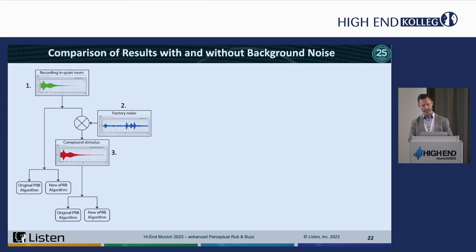So to compare the noise immunity of the algorithms, the waveform of a buzzing loudspeaker was recorded in a quiet room using a step sine sweep. And this was then mixed with the factory background noise, as you can see, to create a composite recording as if the loudspeaker had been measured in the test box. So this lets us directly compare the two algorithms with and without background noise. So here on the left-hand side, you can see how the recorded signal in a quiet room is run through the two algorithms. And on the right-hand side, you can see the same signal that's combined with the recorded noise, and again, evaluated in both algorithms.